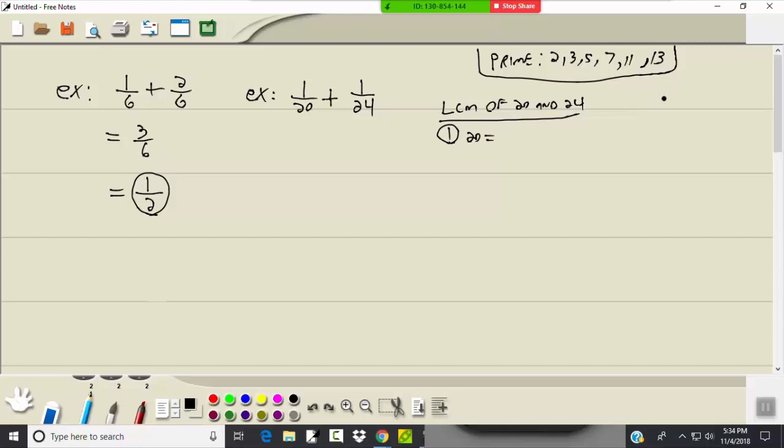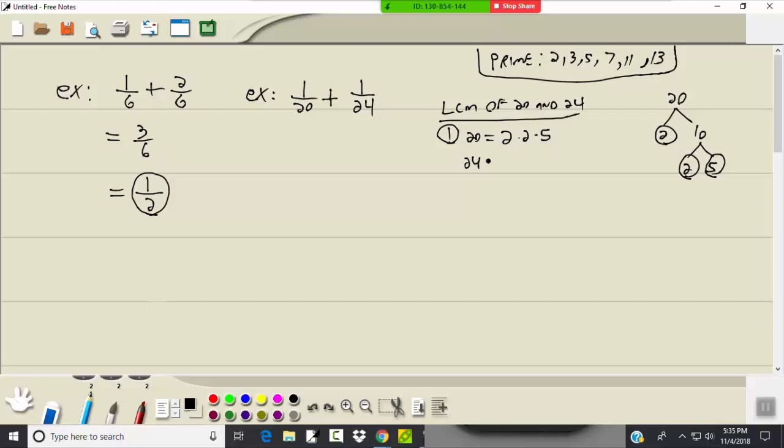And if you're not good with prime factorization, you can do your tree breakdown. So I'll start with the 20. I go with my first prime, which is 2, and I see if it's divisible by 2, and it is. 2 times 10. 2 is prime, so I circle it. 10 is divisible by 2. 2 times 5. 2 is prime, so I circle it. And 5 is prime, so I circle it also. So 20 is 2 times 2 times 5.